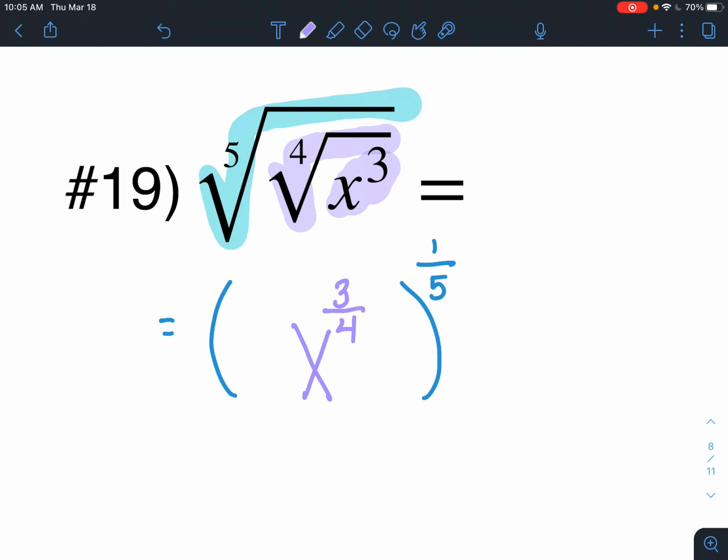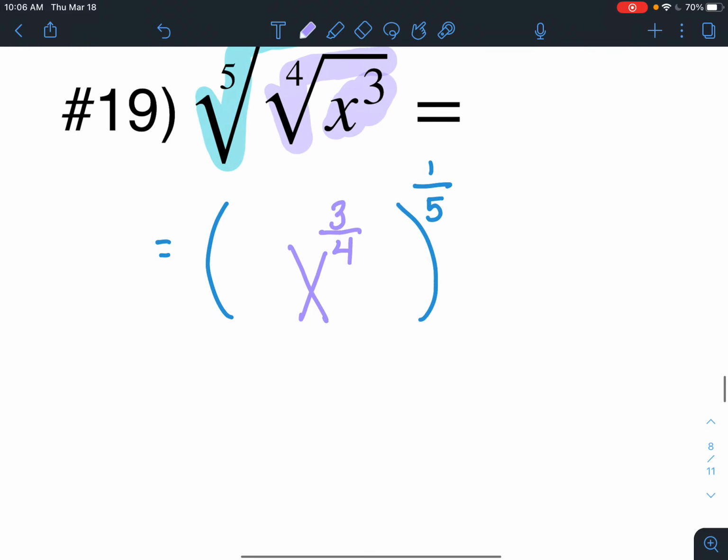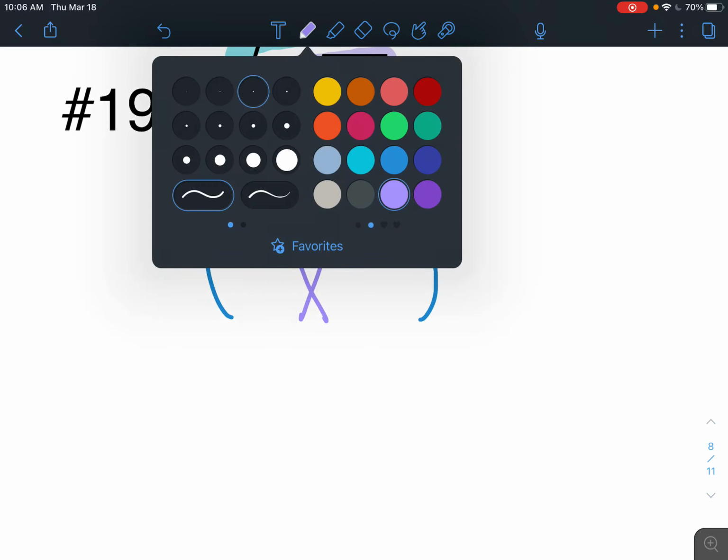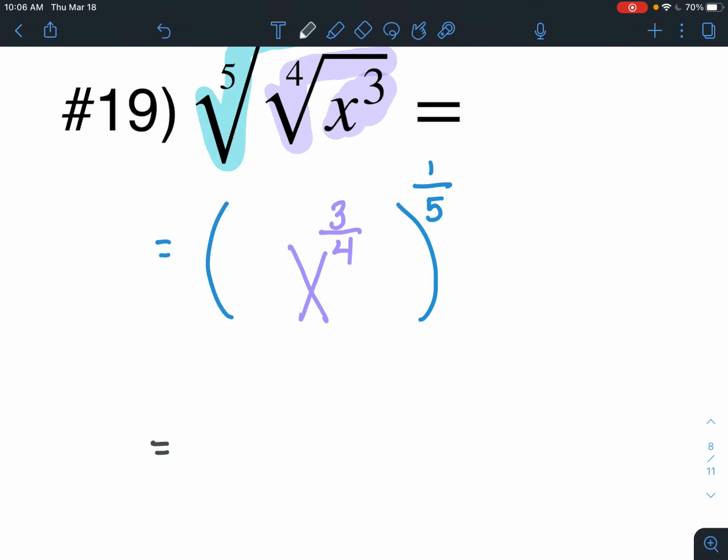So the way you want to think about this is you want to work from the inside out. So I rewrote that inside root as an exponent, and then that outside root, we're just going to write as a simple exponent outside all of that. Okay, so now when I go to simplify this, right, I have power to a power, so I'm going to multiply my exponents. I'm going to get x to the 3/4 times 1/5.